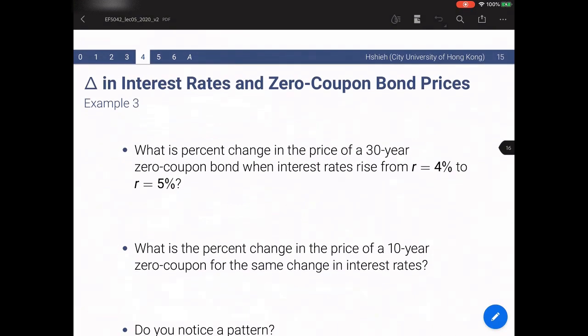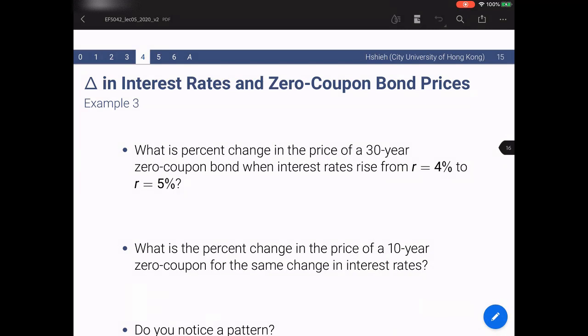Okay, so first, in example 3, I ask you what is the percent change in the price of a 30-year zero coupon bond when interest rates rise from 4% to 5%. So in this setup, we're going to assume that we have a bond that has a par value of $100, and you will receive that $100 at the end of 30 years. The only variable that we're adjusting is interest rates. So we're going to change from 4% to 5% and then compare the change in prices when that happens.